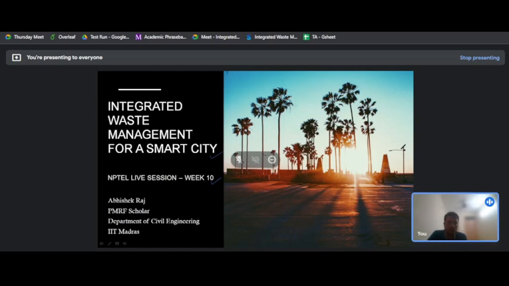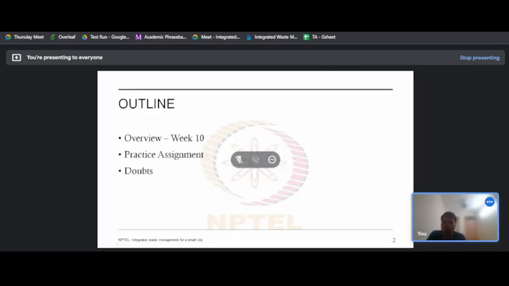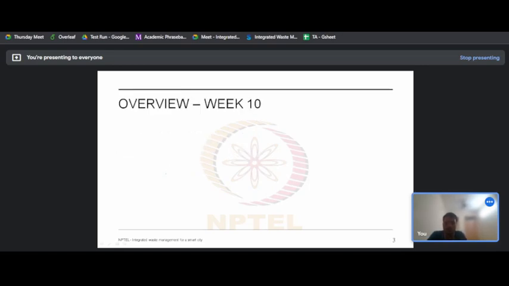So firstly, we will see the overview for this session. The overview of week 10: what were the topics that were discussed in week 10. Followed by this, we will see the questions in the practice assignment. There will be around 12 to 13 questions that we will discuss, and then we can take on some doubts if time permits. So moving on to the overview for week 10.